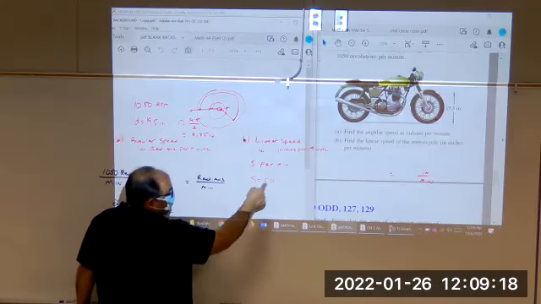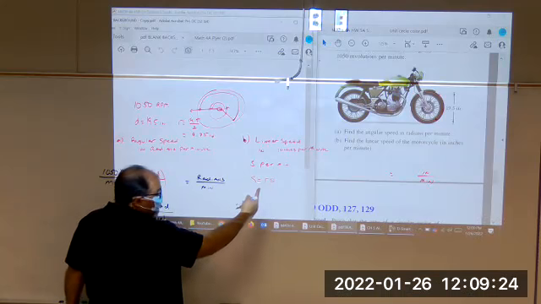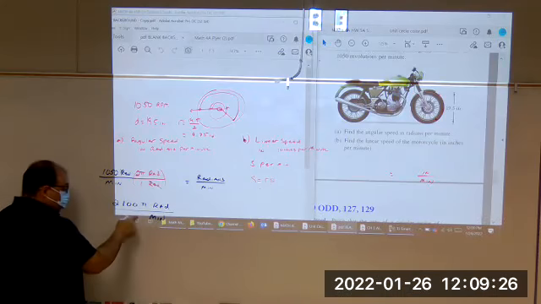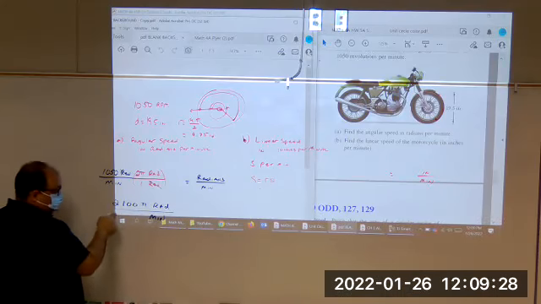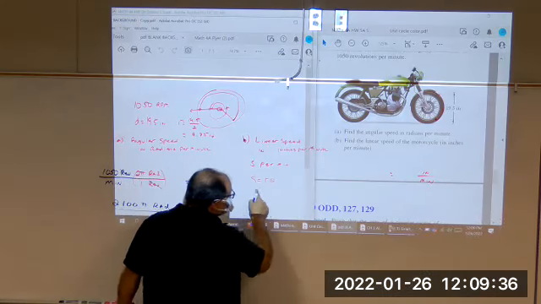This is going to give me the distance it's going to travel, but in only one revolution. This is not the revolution. This is how fast we're going. This is going to be important, but not yet. So let's take it through.